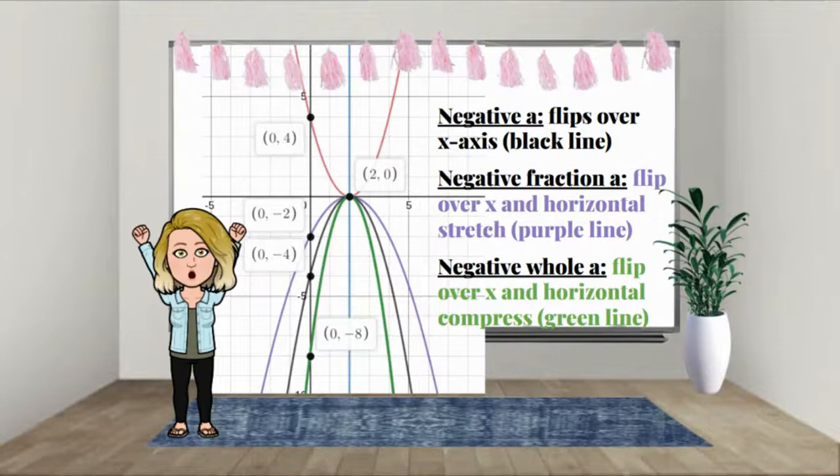So if your a value is negative, so that number in front is negative, this means you're going to have a flip over the x-axis. So that's what the black line is here. If your a value is a negative fraction, you flip over the x-axis and you have a horizontal stretch. So this is our purple line. If that negative number is a whole number, so you have a negative whole a, you will flip over the x-axis and we will have a horizontal compression, which is our green line.